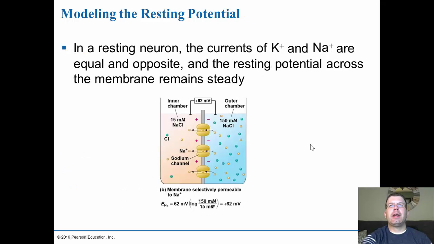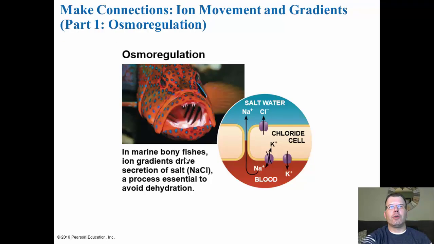So in a resting neuron, the currents of potassium and sodium are equal and opposite, and the resting potential across the membrane remains steady. So again, if you look at this, the sodium and chloride are moving in, while this is moving out. And looking at the sodium potential with sodium versus chloride, you can see now on the inside you have a positive and you have a negative on the outside due to the concentrations. It's kind of the opposite effect that we saw with the potassium in this case, but it's the chloride that's going to provide the negative charge in these situations.